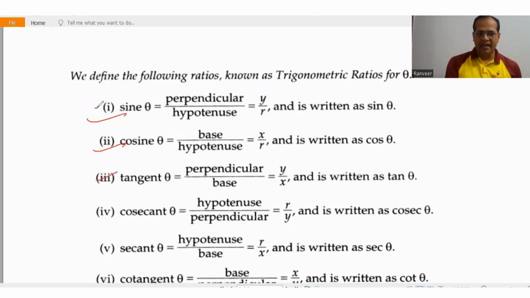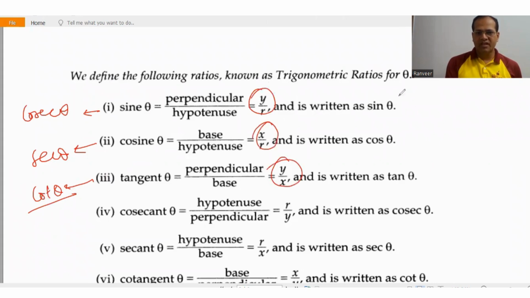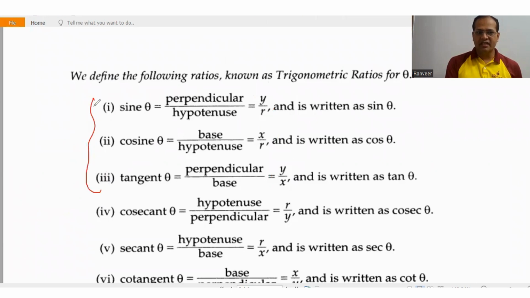Now the reverse of sine theta is cosec theta. The reverse of cos theta is sec theta, that is secant, and the reverse of tan theta is cot theta. That means whatever the value is, its reciprocal is cosec, sec and cot theta. So the major 3 things are sine, cos and tan. These 3 trigonometric ratios are very, very important that you have to read.